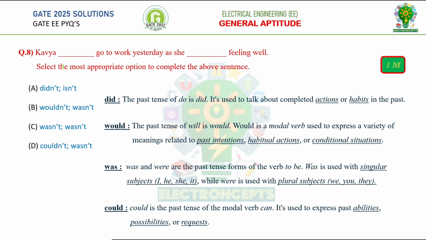Now, if we observe the question, it is given that Kavya dash go to work yesterday. It's her possibility that she can go to work or she could not go to work. Therefore, since here possibility is coming into picture, we need to use could. Kavya could not go to work yesterday as she dash feeling well. Since it is given yesterday here, yesterday is past tense, therefore we should use was here. Therefore, option D is correct. Kavya could not go to work yesterday as she wasn't feeling well.